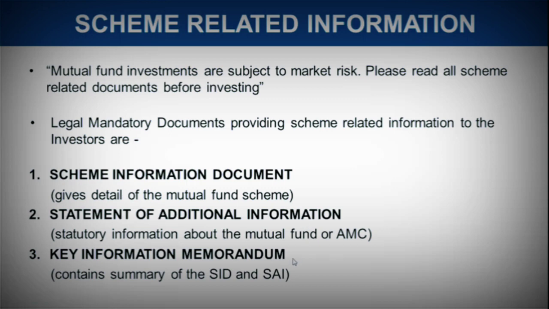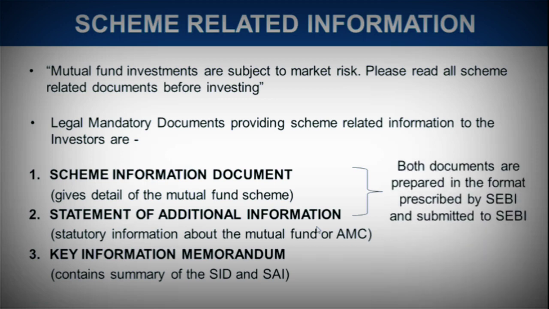Other than this, there is the third one which we call as key information memorandum. It is like a summary of both of these documents. So if you have not gone through these documents, you can rely on this single one and you can get a summary and an idea of both these SID and SAI. So this would be a little bigger document, ranging around 100 to 200 pages.